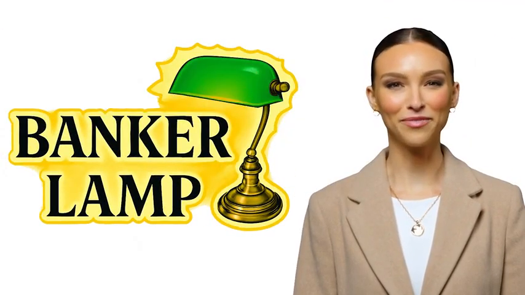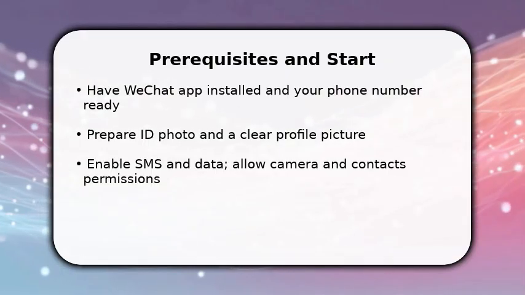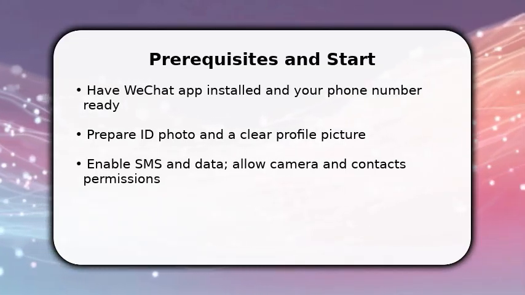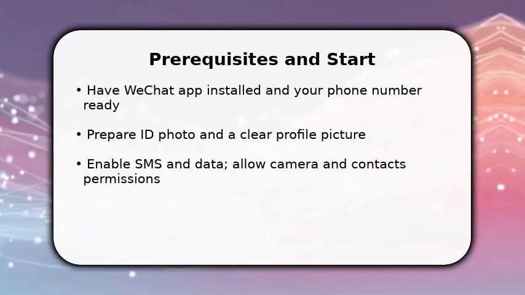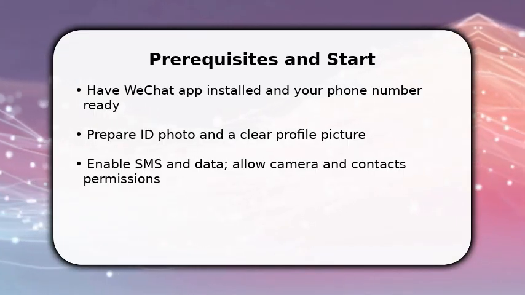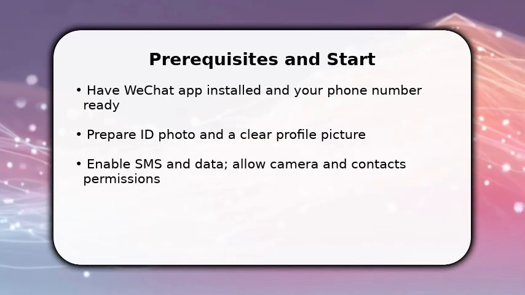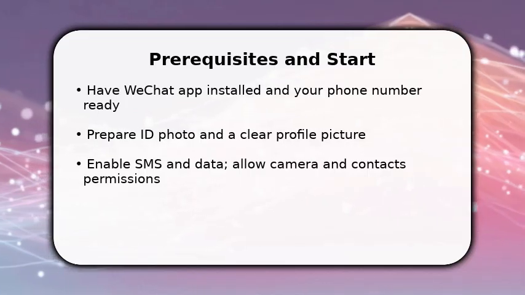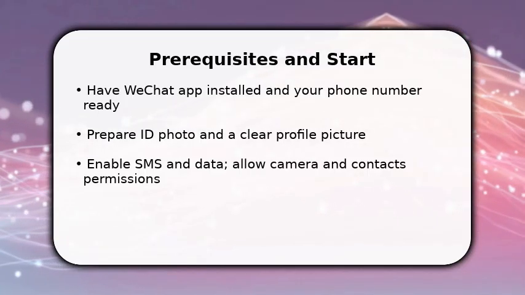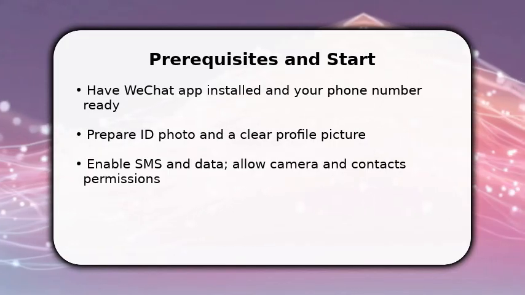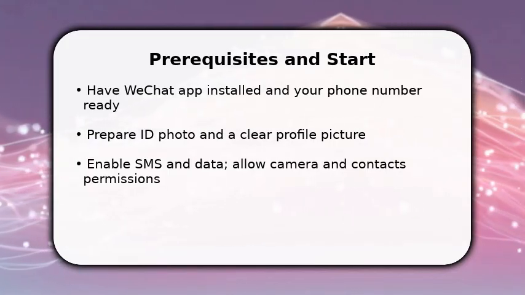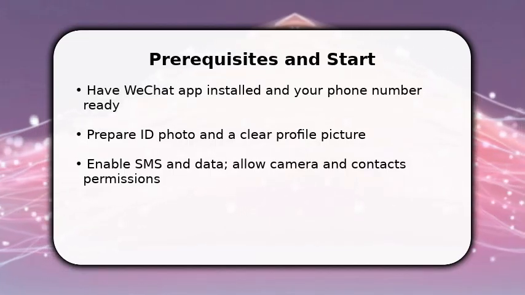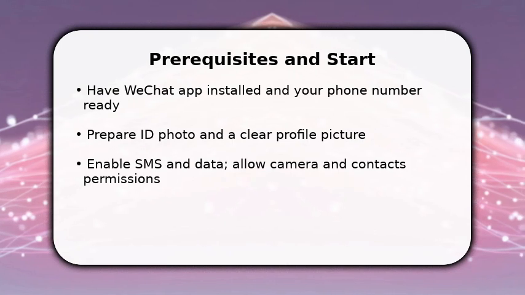Please enjoy the video. You begin by confirming two essentials: a working phone number and the WeChat app on your device. Once done, open WeChat and choose Sign Up with Phone. Provide your number, tap Get Verification Code, and enter the SMS code. If asked for additional verification, prepare a photo ID and a live selfie. WeChat uses these to validate identity instead of a QR. Make sure permissions for SMS, camera, and contacts are enabled so the app can complete the next steps smoothly.